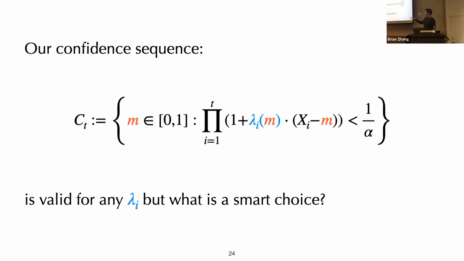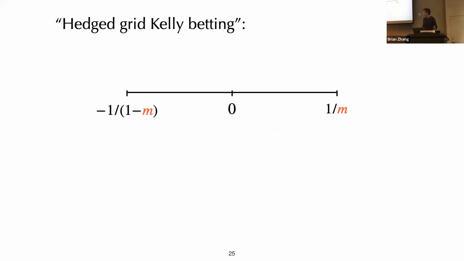Getting back to this, we want to choose lambda I in some way that is smart. And like was mentioned, this can depend on the past, but I'll show you one that just uses a constant value of lambda that is kind of effective. It's a little bit cheating because it's not exactly what I had written before. I'll call this hedged Kelly betting. The optimal thing I was talking about before, where you want your capital to go off to infinity, is called Kelly betting.